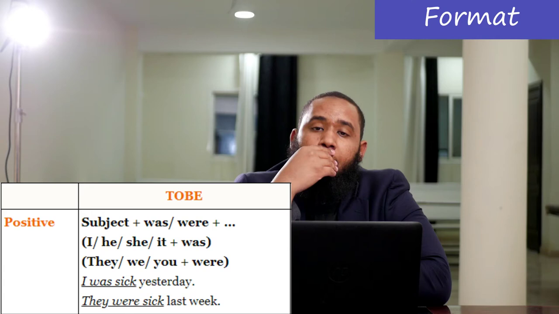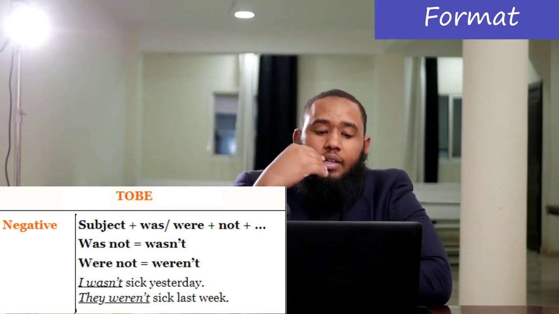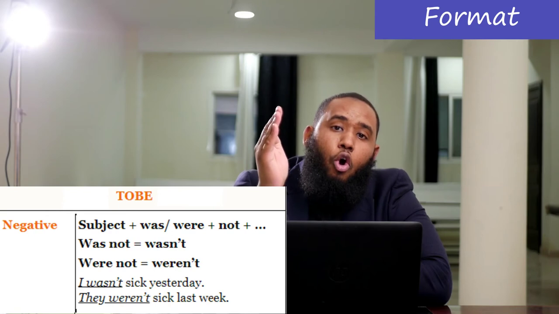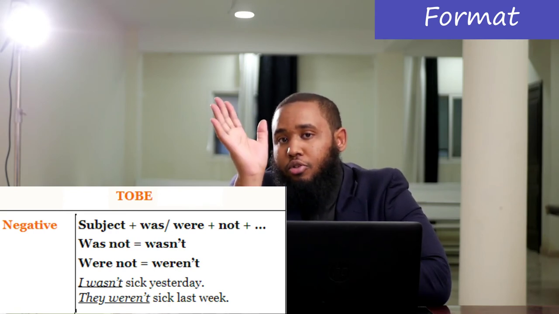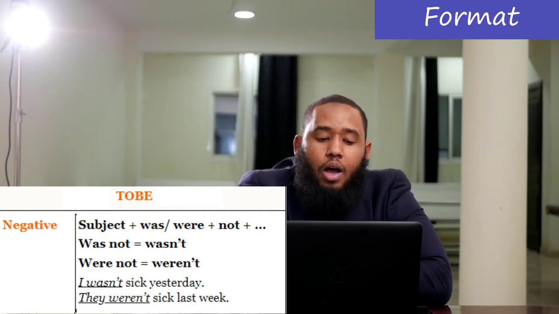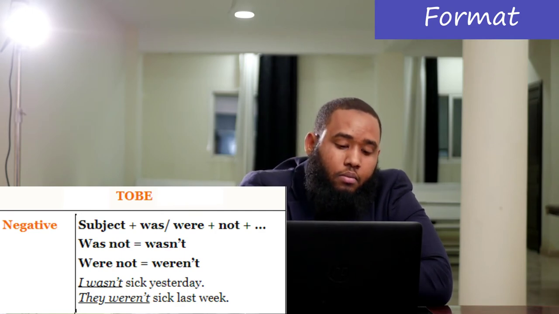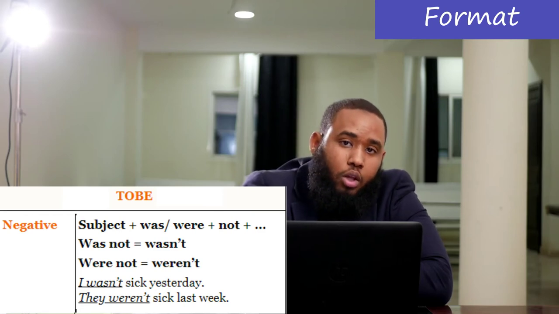They were sick yesterday. For the negative sentence, it's very simple. It's the exact same, except after you say was or were, you will add the word not to it. That's the only difference. So for example, I was not sick yesterday. They were not sick last week.